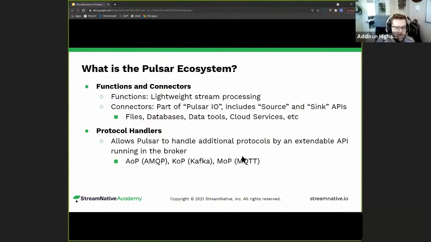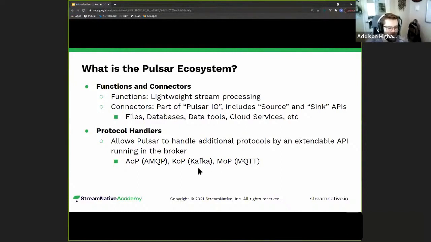We also talked about protocol handlers. So protocol handlers are really interesting. They allow Pulsar to handle additional protocols that are running in the broker. So this isn't some sort of proxy API that you're putting in front that's doing a translation. It's actually that protocol being implemented on top of Pulsar internals that make use of Pulsar's flexible ability to handle lots of different use cases in one system, once again, running inside the broker.